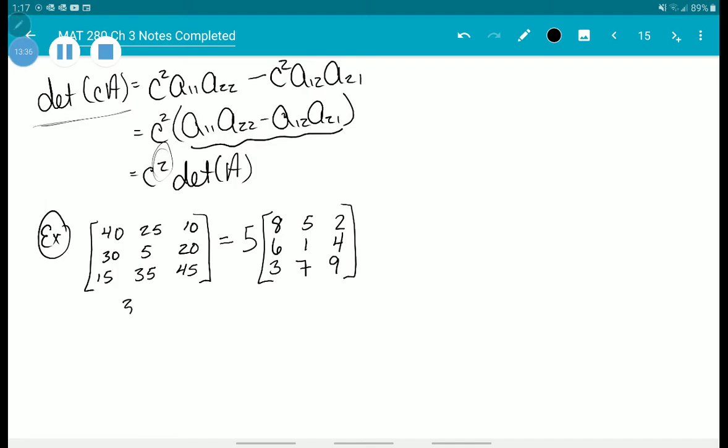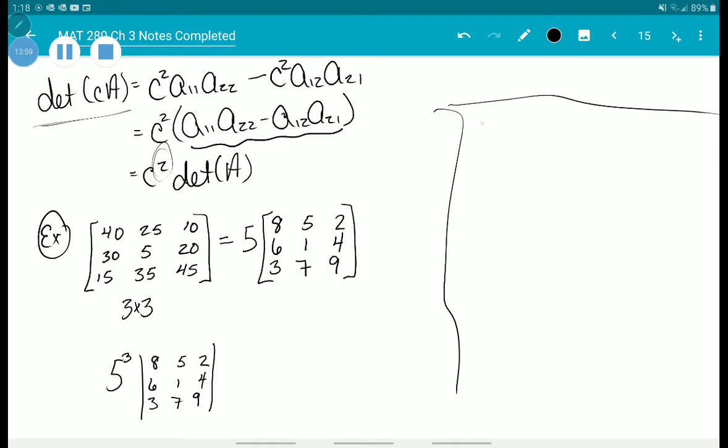So keep in mind, this guy's a 3 by 3 matrix. So if we want to find that determinant, then this property says it would be the same thing as finding the determinant of 5 cubed times the determinant of this reduced matrix. So let's find the determinant. Let's do some side work here. And this is going to be a little bit easier to deal with because the numbers are smaller.